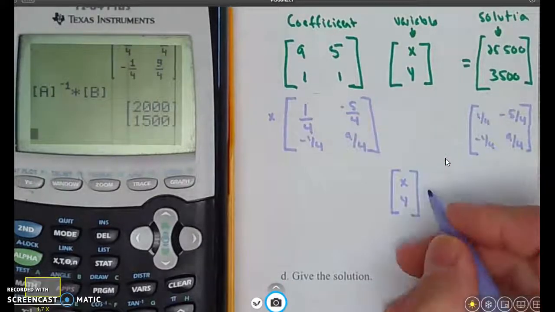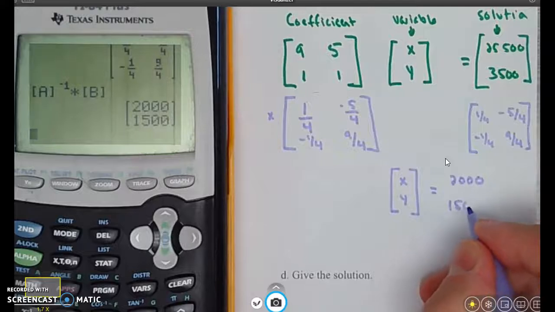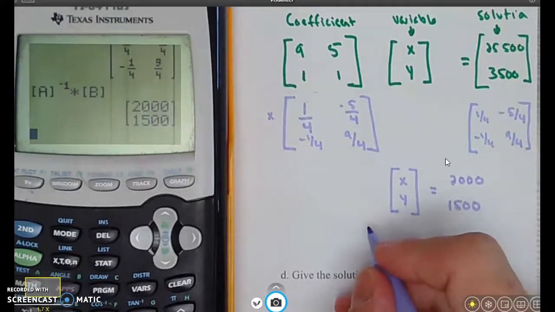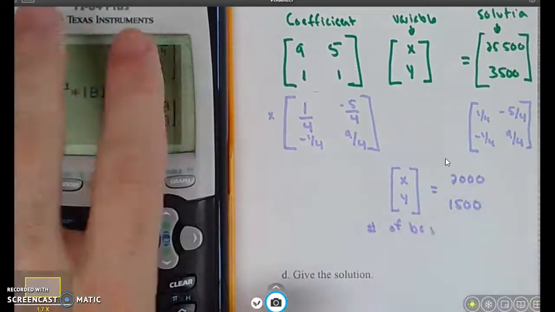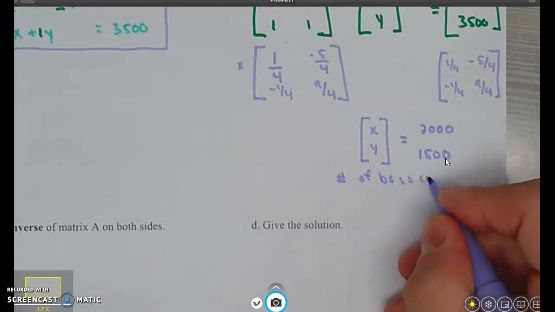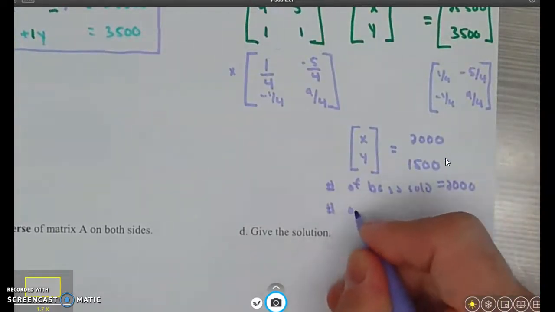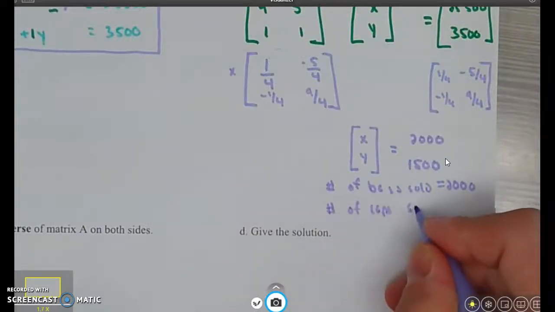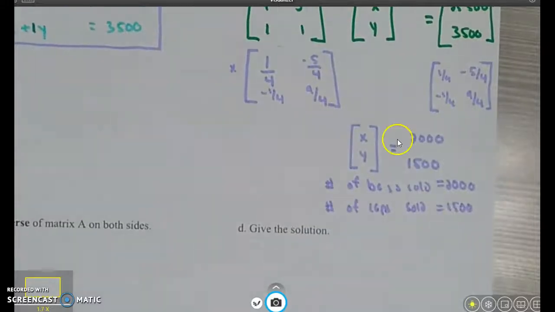And when I do that, I get a solution of 2,000 and 1,500. So that means that the number of bags, because remember we said that X represents the number of bags, the number of bags sold are 2,000. And the number of caps sold is 1,500. Okay? I'm hoping that's helpful for you guys. I know if you have questions, we can talk more about that, but we will see each other tomorrow.